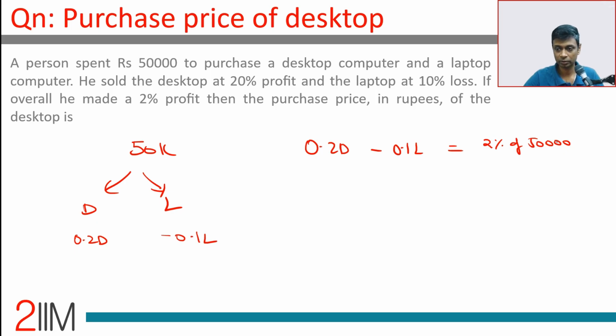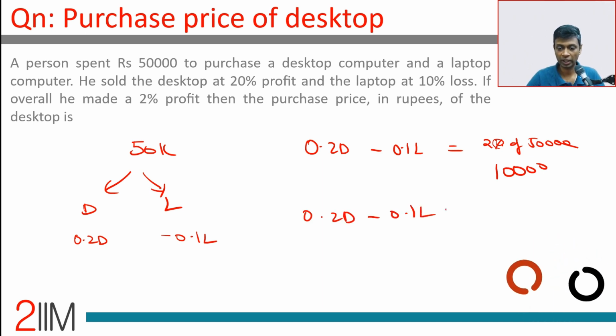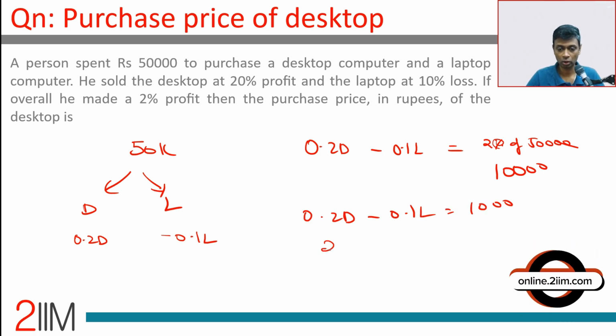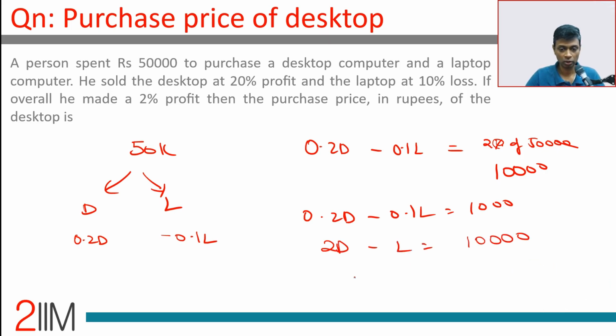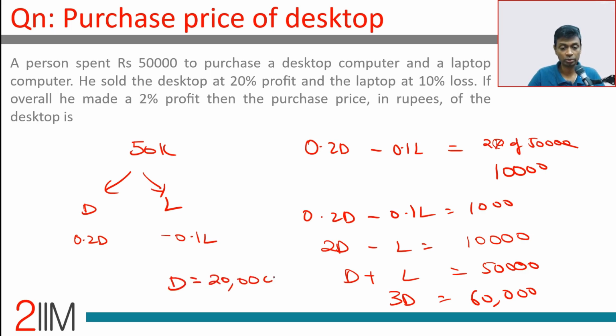0.2D − 0.1L is 2% of 50k. 2 by 100, so it will go away, 2 into 500. 0.2D − 0.1L is 1000, or 2D − L is 10,000. We know D + L is 50,000, the total price. Add these two. 3 times desktop is 60,000, or cost of desktop is 60,000 by 3, which is 20,000. Lovely.